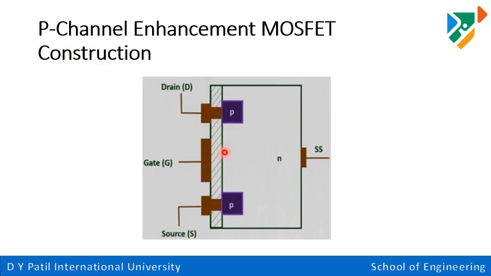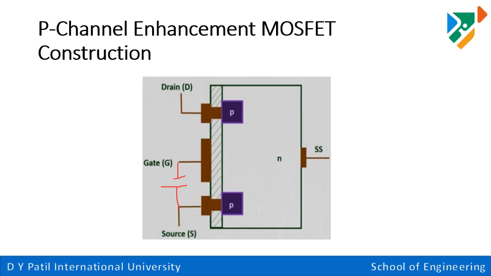So what is our basic thing? We have to create the channel in between this P type of semiconductor. To create the channel, what do we have to do? We have to supply the connection between these terminals. To create this P channel, which supply did we connect between gate and source? We connected the negative to the gate and positive to the source.